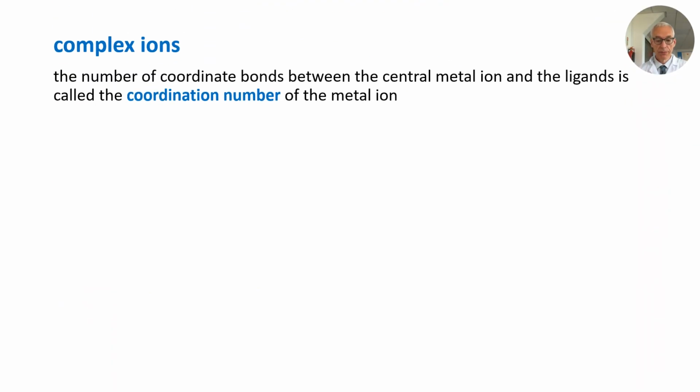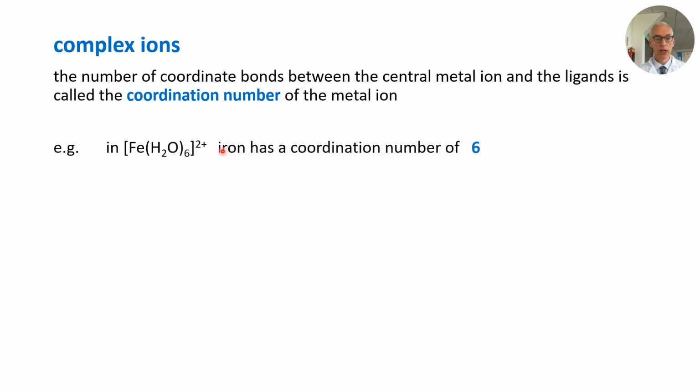The number of coordinate bonds between the central metal ion and the ligands in the complex is called the coordination number of the metal ion. So if we look at the hexaaqua iron(II) complex, we'll see that there are 6 water molecules surrounding the central metal ion, and therefore 6 coordinate bonds have been formed, so the coordination number of the Fe2+ ion is 6.